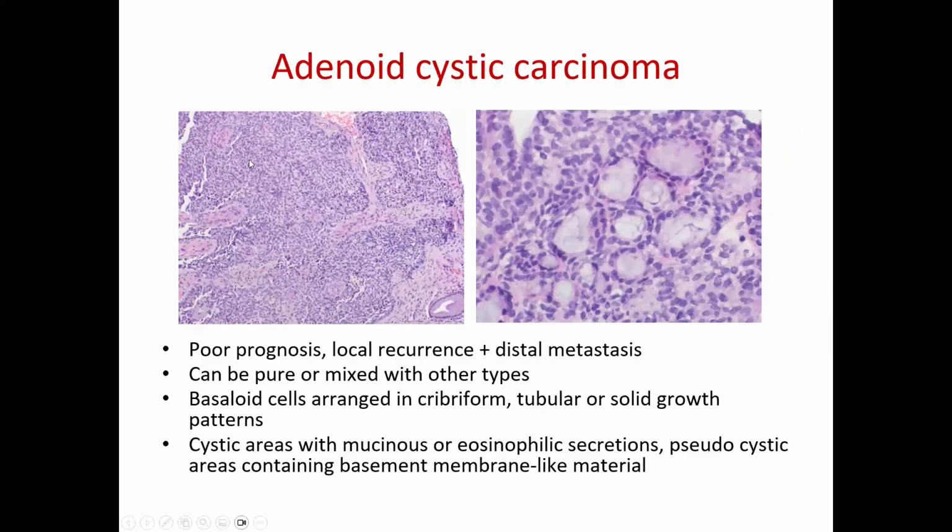Few words about the entity called adenoid cystic carcinoma of the endocervix. The importance of this entity is that it has poor prognosis. The gynecologic oncologists don't like it.